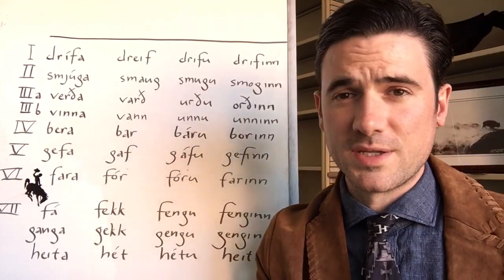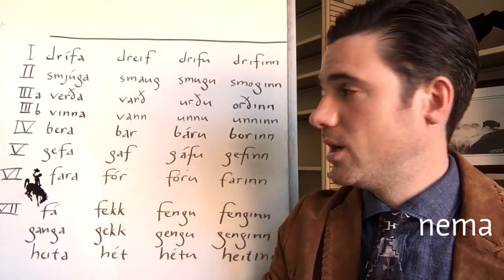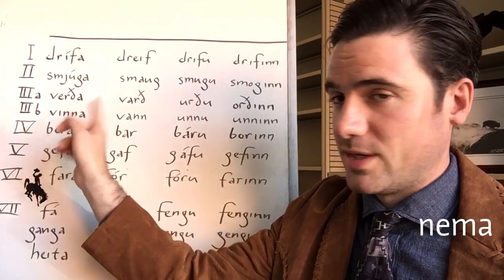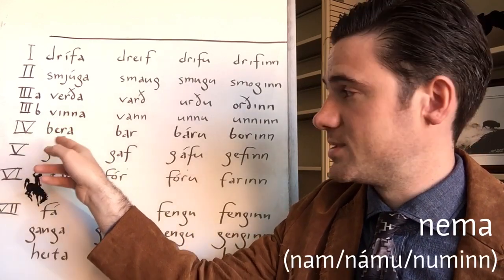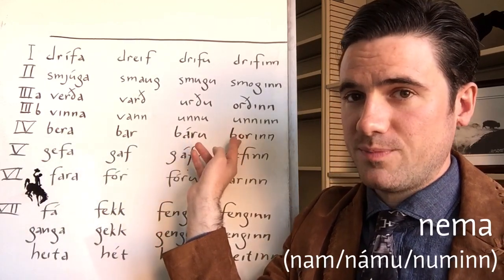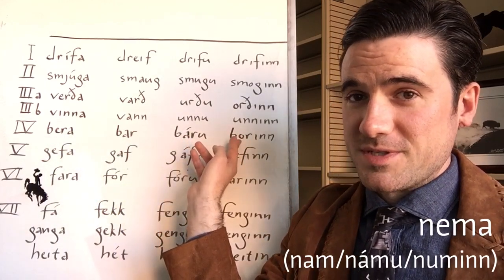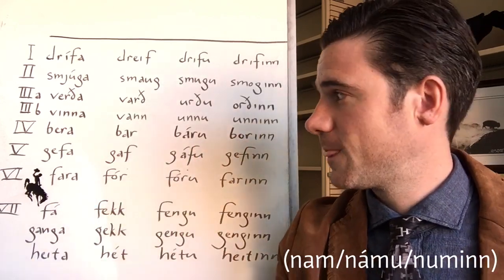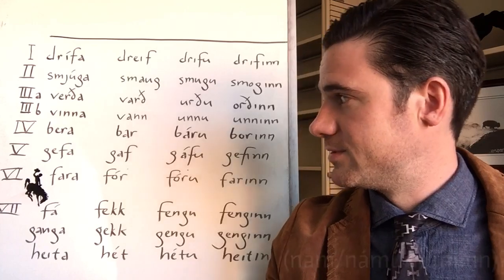So then another word like nema, to take or to learn, that has an E and then 1 consonant that's R, L, M, or N after it will work the same way. So nema, nam, námu, and then numinn, because the ones that end in M or N have a U in the past participle instead of an O. Old Norse is always kind of a den of knives.